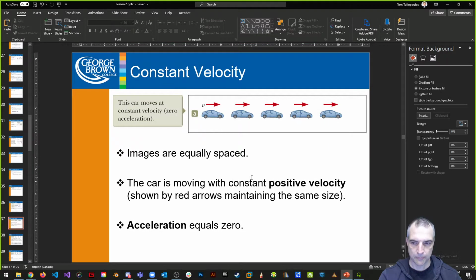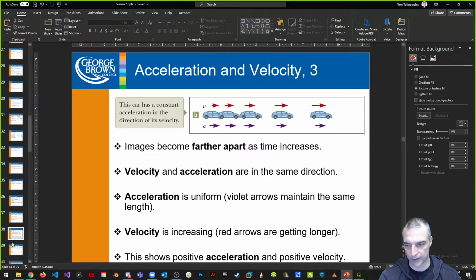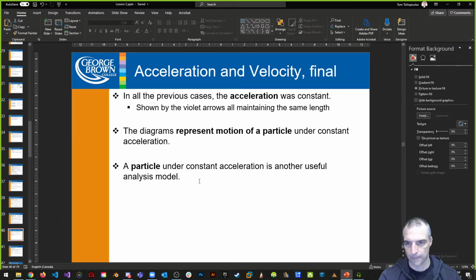Constant velocity. Again, when we talk about constant velocity, just to go over this again, the images are equally spaced. With acceleration and velocity, the images of the cars are farther and farther apart because both are going in the same direction. When both arrows are going in the same direction, the car is speeding up. We can say that the car is accelerating. When the arrows are going in different directions, we can say that the car is decelerating.